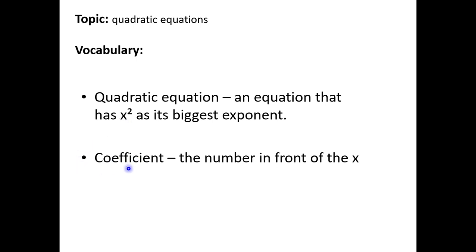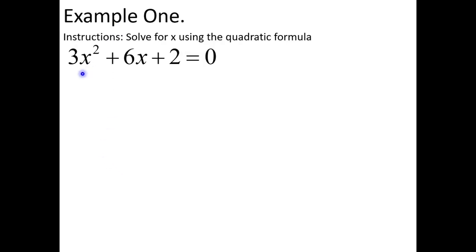A coefficient is the number out in front of the variable. So let's have a look at an equation. This equation here is quadratic. The biggest exponent is a 2, x squared. And these numbers out in front of the variables, the 3 in front of x squared and the 6 in front of the x, those are the coefficients. This last number out here in the back is a constant. It has no variable attached to it. And notice we have the equal sign and then a 0.